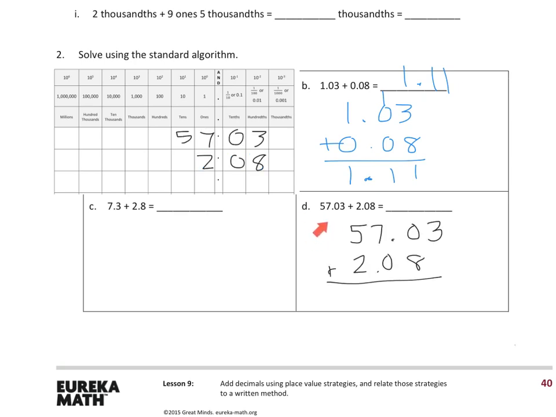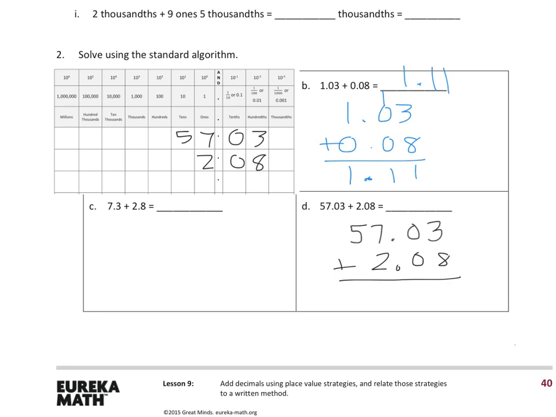Some people, when they actually write the standard algorithm, line it up from the left to the right. And once you do that, you can see the decimals are not lined up, which puts the numbers in the wrong place value. So this is what we do not want to do because the decimals are not lined up. So I went ahead and erased and rewrote them so that the decimals are lining up.